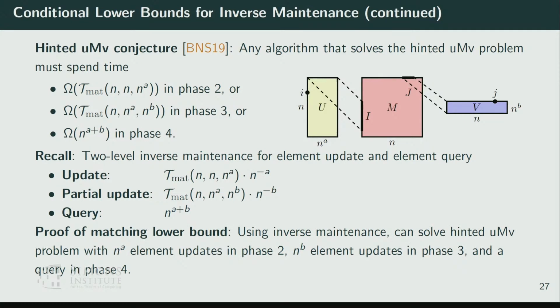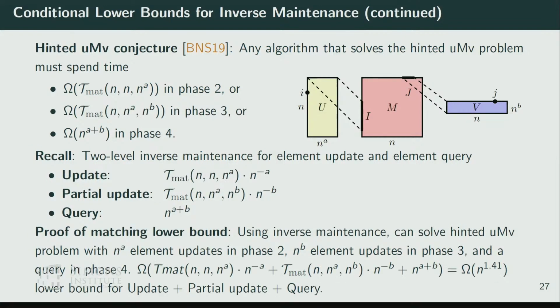It's basically, if we wanted to solve this hinted UMV conjecture using the inverse maintenance data structure, we can just add some diagonal matrix, identity matrix in here and in here. And then in each phase, you just either perform an n to the A update that adds n to the A number of ones here, or you perform an n to the B update that adds n to the B number of ones here. And then in the last phase, you just do a query. So this means there's a lower bound that adds up these three terms together for the balanced cost of all these three operations. And that matches the n to the 1.41 upper bound that I described for many graph problems. Okay, so this is the lower bound for inverse maintenance.